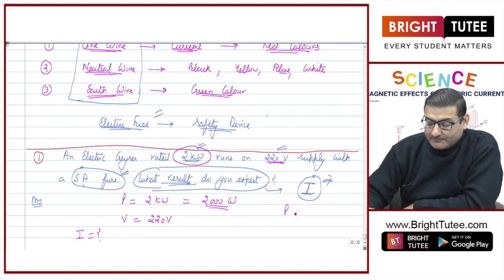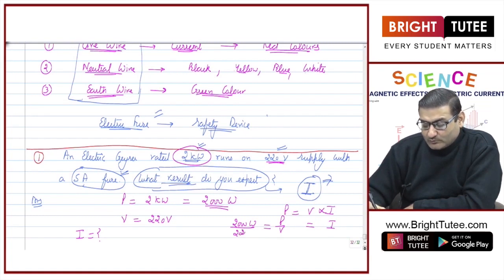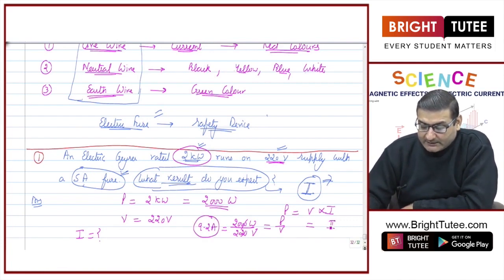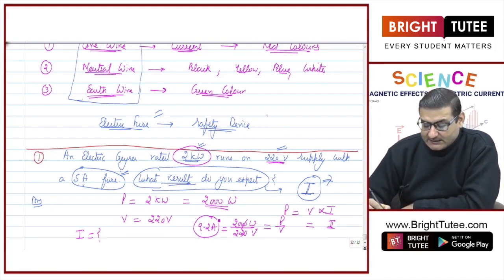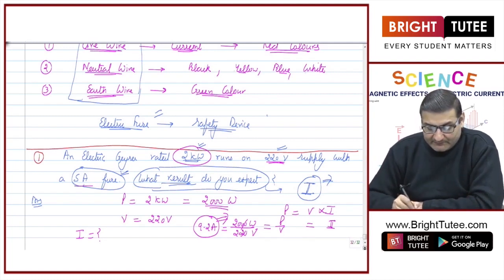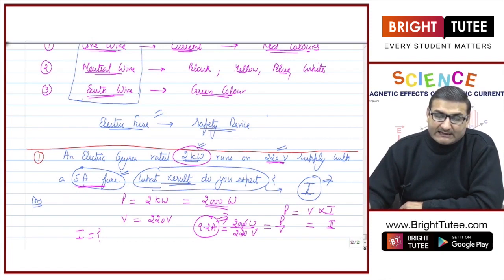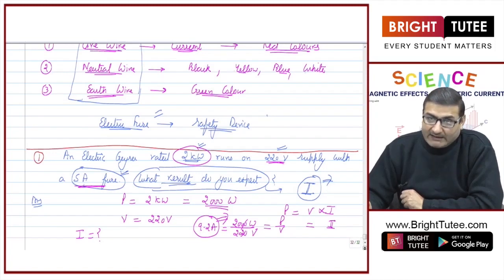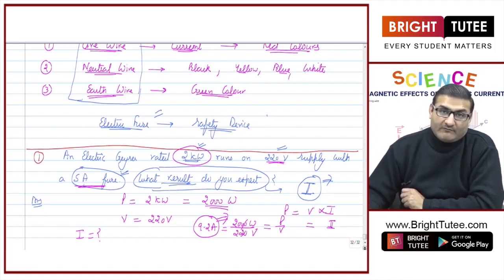Now I know the formula P is equal to V into I. From here I will calculate I to be P upon V. P is given to be 2000 watts and V is 220 volts. The approximate calculation is 9.2 amperes. Now the current required for this electric geyser is 9.2 amperes, but I am given a fuse of 5 amperes. So obviously this appliance will not work on this 5 ampere fuse, and if I try to do it, the fuse will blow off.